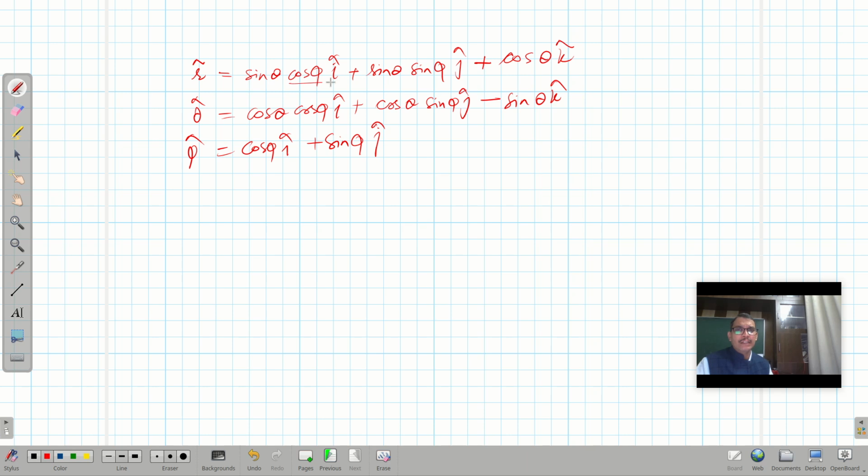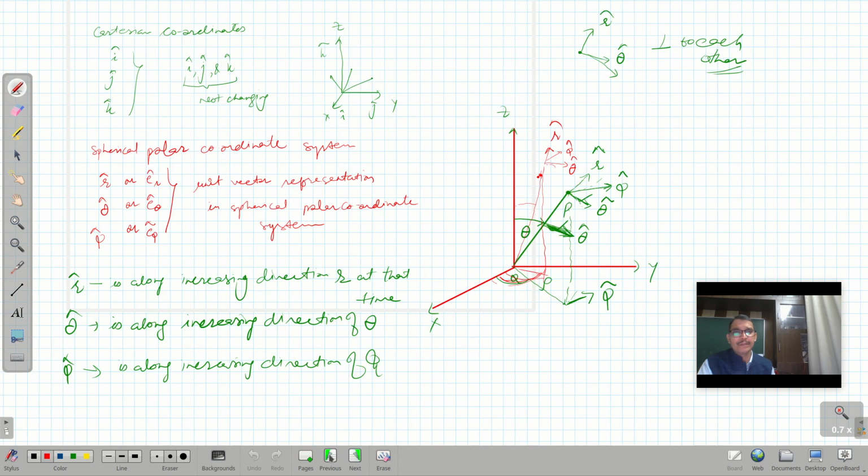Here these things are common, right? And another very interesting thing is happening here: as the particle moves from point p to another point p prime, r cap, theta cap and phi cap are changing, they are not fixed as we have seen in the case of Cartesian coordinates. So that's all for this lecture.